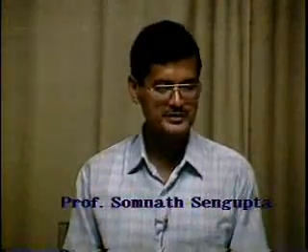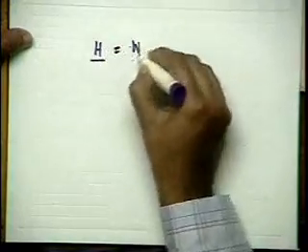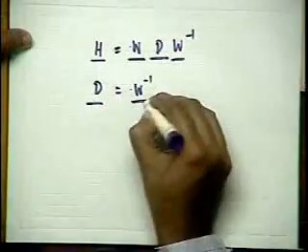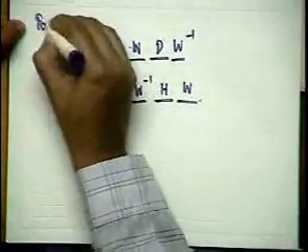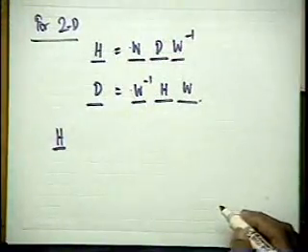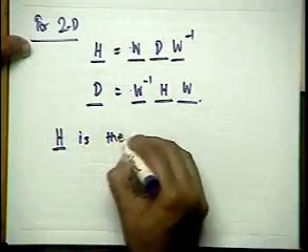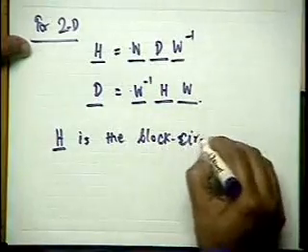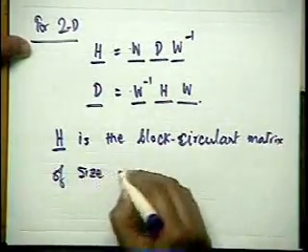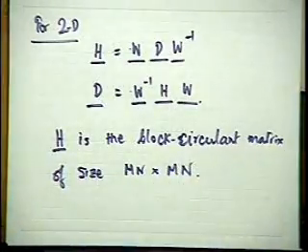Now if I want to extend the result to two dimensions, it is easy to see that you can proceed in a similar way, and you can see that once again we have H equal to W D W inverse, and D is equal to W inverse H W. So for 2D also we get the same result, but this time, for the case of 2D, H is the block circular matrix of size Mn by Mn.